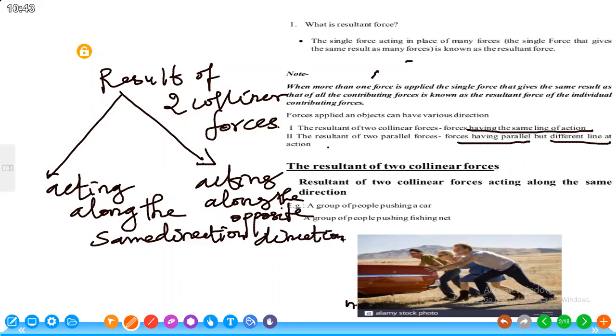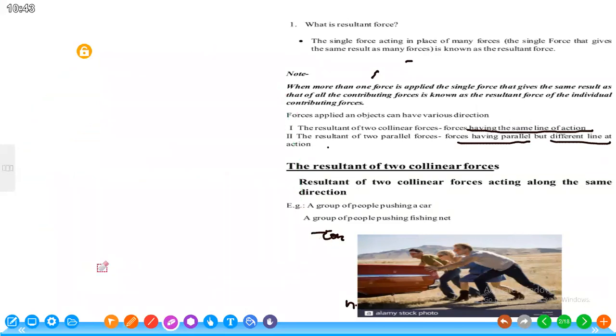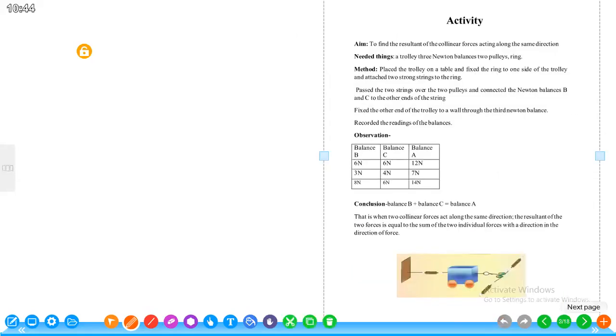Okay, then we must know the examples of the result of two collinear forces acting along the same direction. The first one is a group of pupils pushing a car. The second one is a group of people pulling a fishing net. These are examples of the result of two collinear forces acting along the same direction.